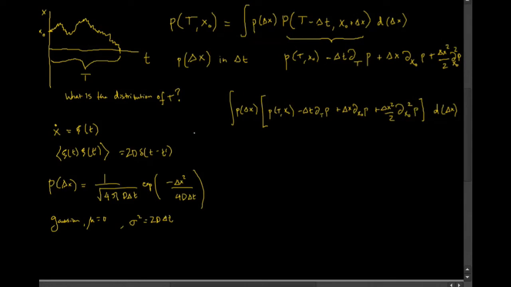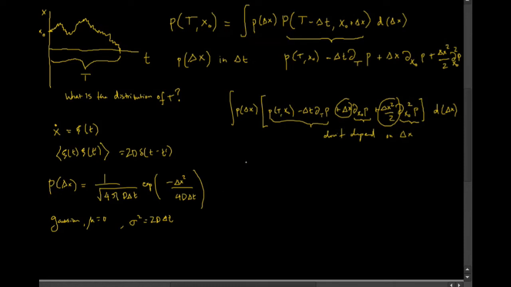Okay, so now this makes it easy to compute this integral. You'll notice that we're integrating over delta x. These terms don't depend on delta x. This term also doesn't depend on delta x, and neither does this term. So really the only things that we have to evaluate are the expectation of delta x and the expectation of delta x squared. And these we know how to do because we just specified the distribution.